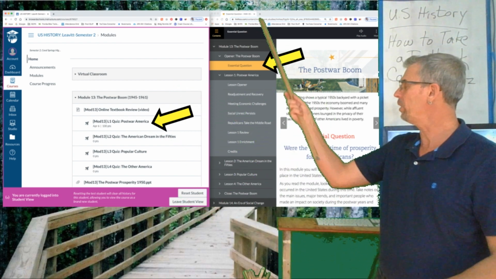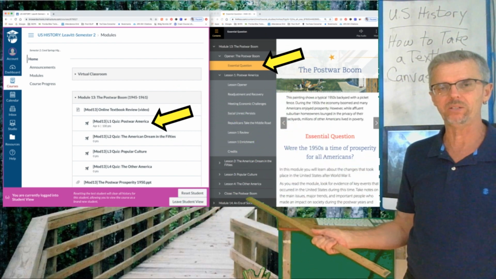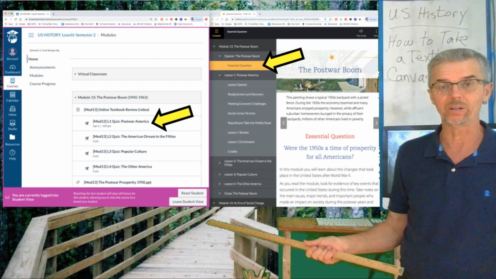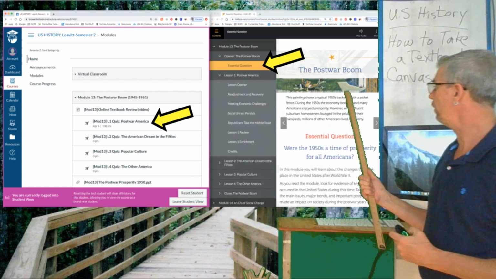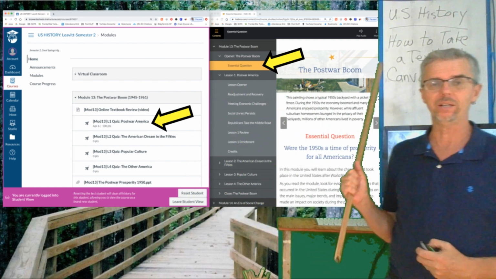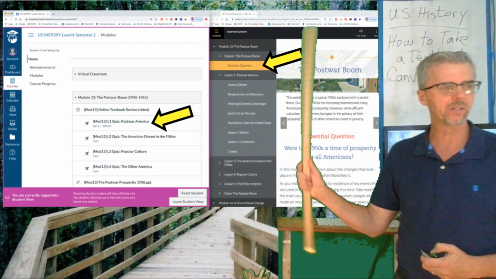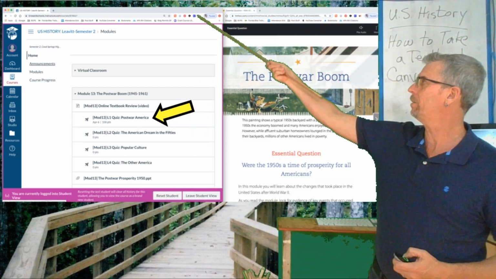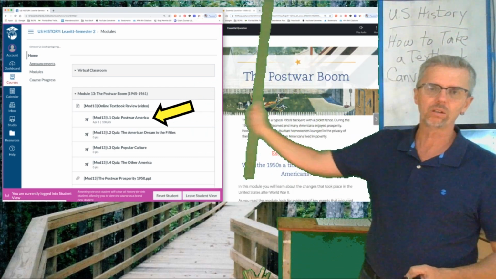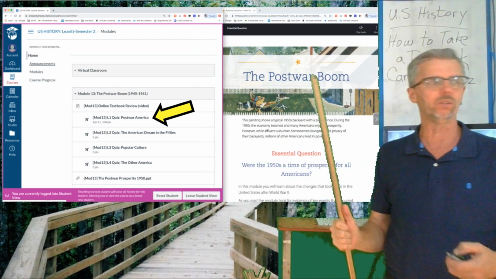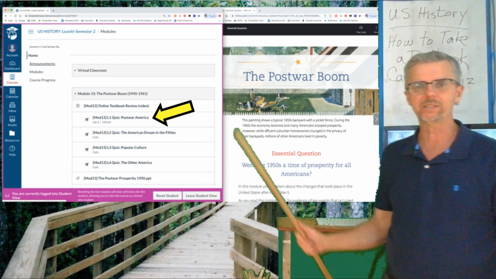Now, at this point you can get rid of the contents menu in the textbook. You don't need that anymore because we are going to navigate through it with the right arrowhead. So get rid of the contents menu by clicking on this contents icon up here, and it'll close the contents menu, and you've got a full screen that will look like this, and you're ready to take the quiz.